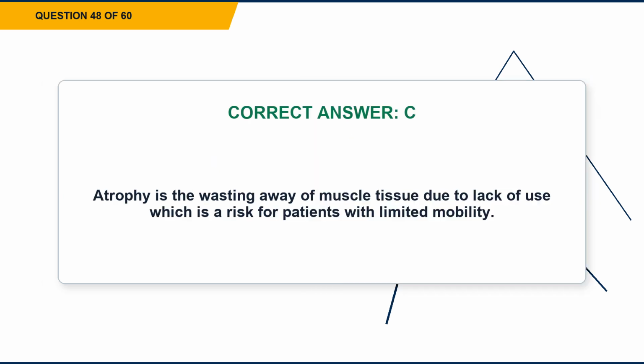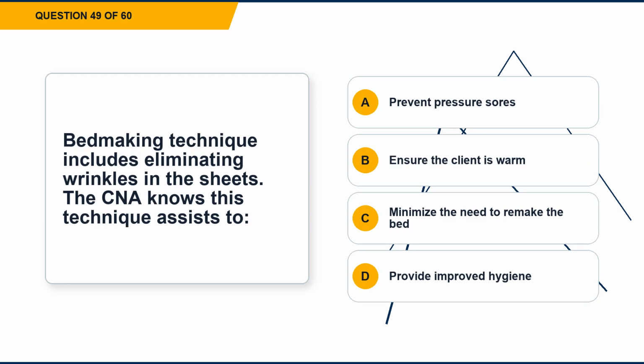Explanation: atrophy is the wasting away of muscle tissue due to lack of use, which is a risk for patients with limited mobility. Question 49. Bed-making technique includes eliminating wrinkles in the sheets. The CNA knows this technique assists to: Option A, prevent pressure sores. Option B, ensure the client is warm. Option C, minimize the need to remake the bed. Option D, provide improved hygiene.